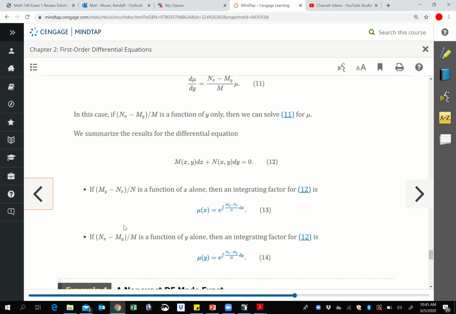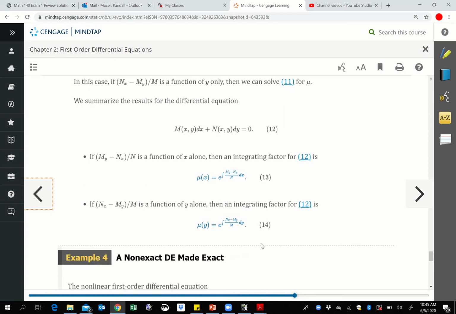Alternatively, and I'm not going to do this derivation, if mu of x comma y instead is a function of y alone, so if Nx minus My divided by M this time is a function of y alone, then we get the integrating factor mu of y equals e to the integral of negative Nx minus My divided by M dy. So somewhere in your notes, just make a highlight of this. When a differential equation is not exact, we're going to look for one of these two to see if they would be our integrating factor.